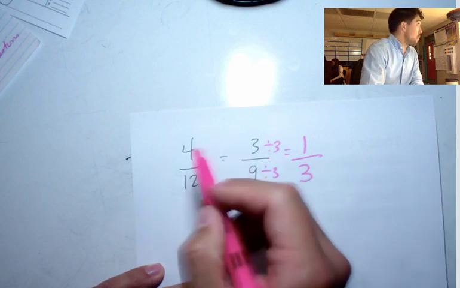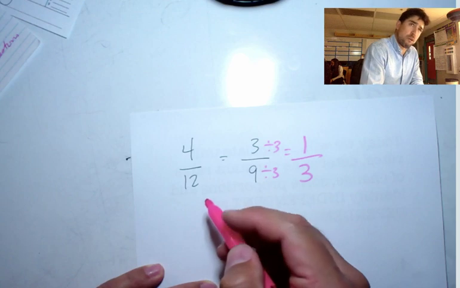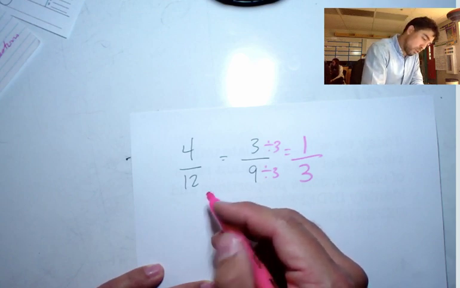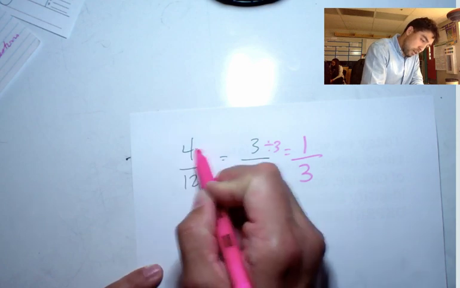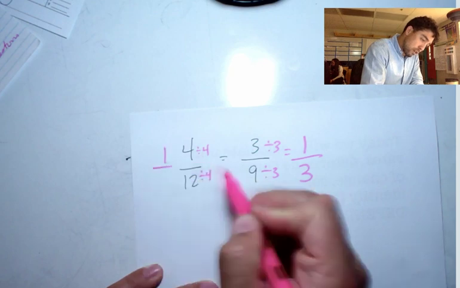Now, what's the greatest common factor between 4 and 12? 3. Ooh, can 4 be divided by 3? What's the greatest common factor? 4. So we'll divide by 4. What's 4 divided by 4? 1. What's 12 divided by 4? 3.